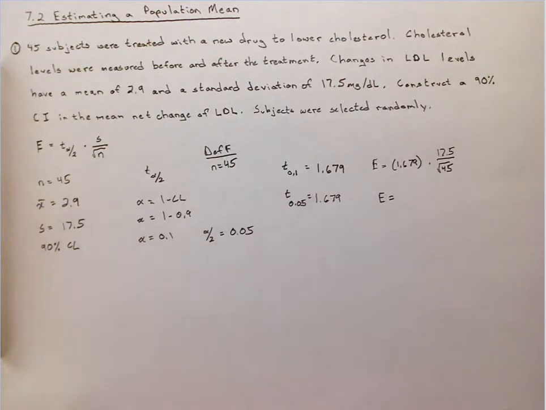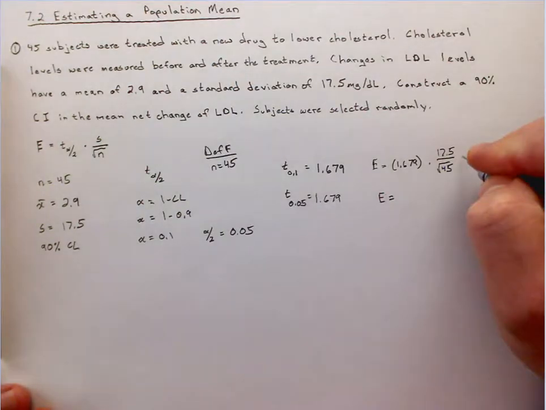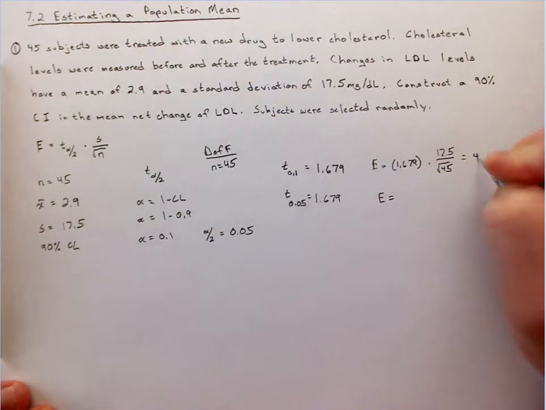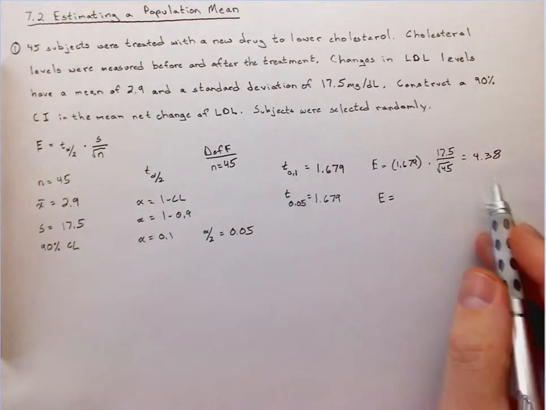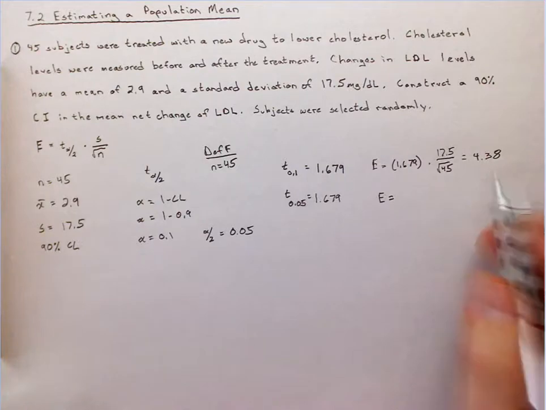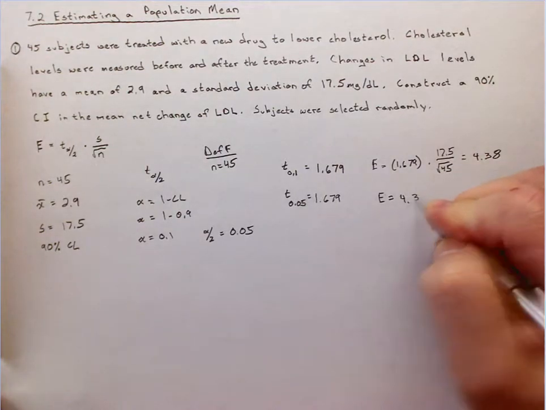Calculator. 1.679 times 17.5 divided by the square root of 45, and I'll round it to 2 places. 4.38. It's my margin of error. So 4.38.